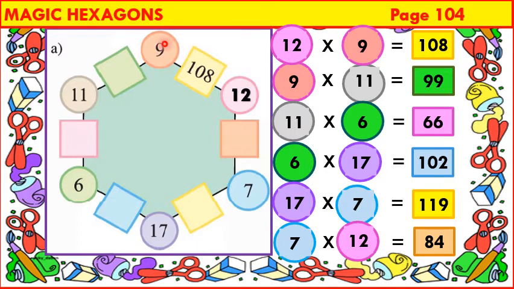Now 9 elevens are 99. 11 sixes are 66. 6 seventeens are 102. 17 sevens are 119. 7 twelves are 84. So the number formed in the box will be the multiplication of numbers in 2 circles next to it.